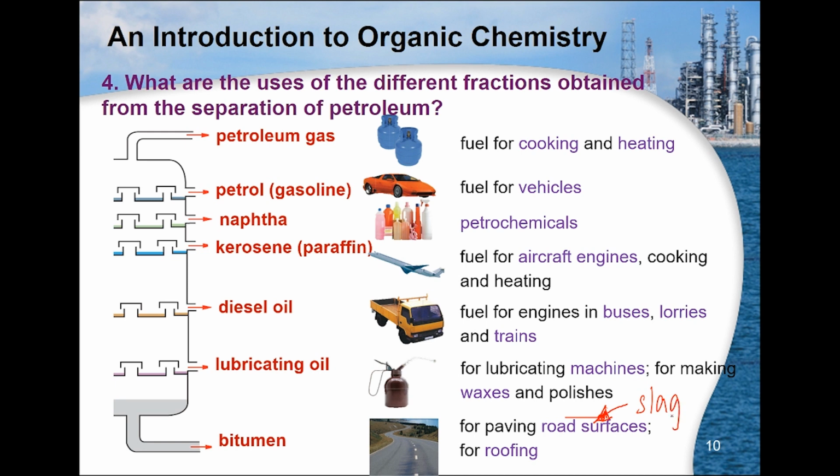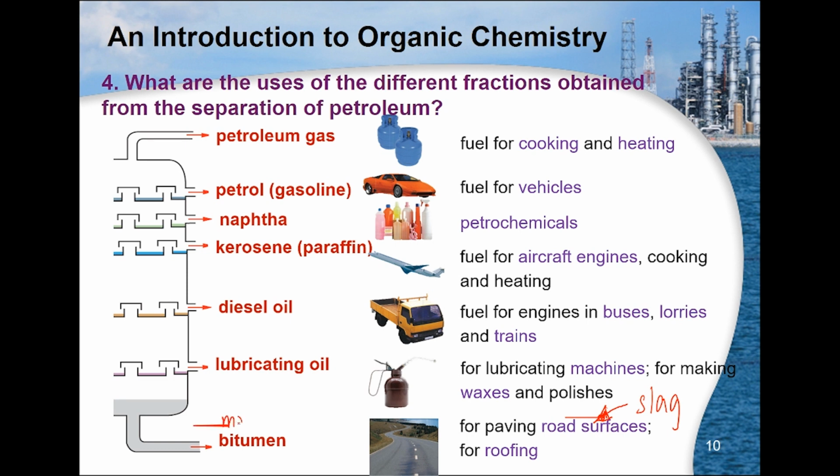So what we see over here is that whatever is obtained at the top of the fractionating column actually has a very low boiling point. Whichever is obtained at the bottom will have a high boiling point. And this has to do with their size, the mass, how many carbon and hydrogen atoms they have. Bitumen has a lot more carbon and hydrogen, and therefore it has a higher boiling point.